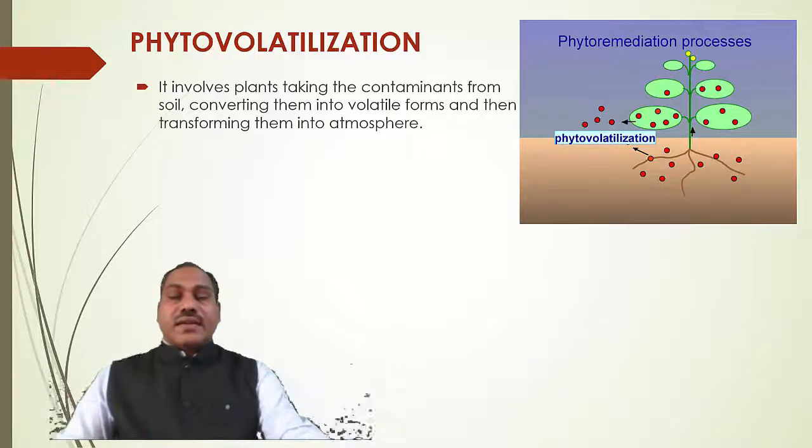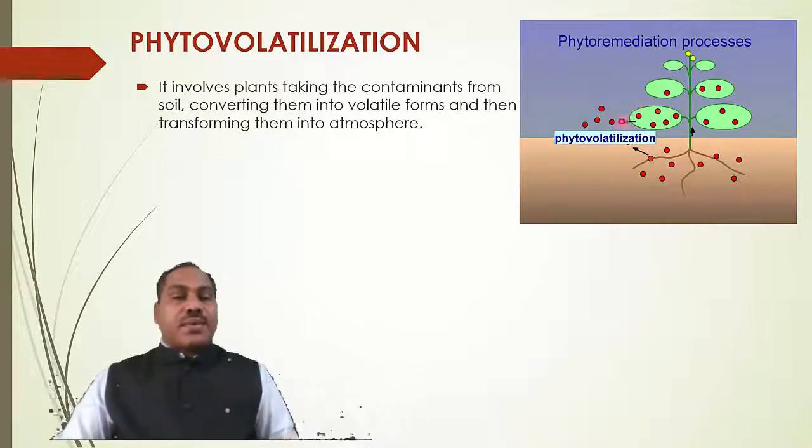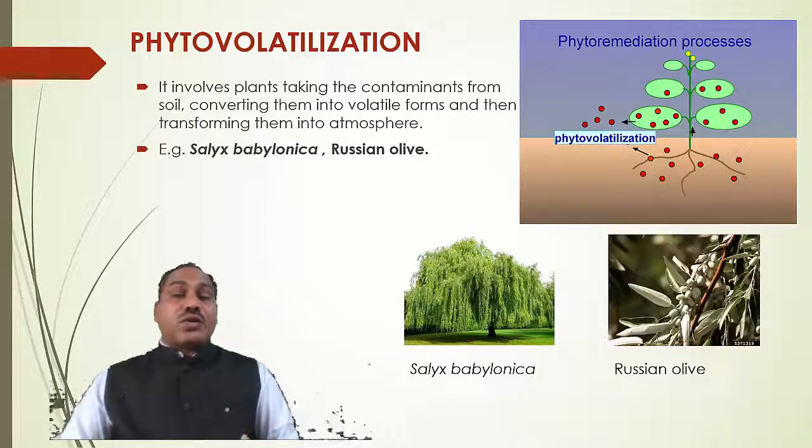Please see, these are the contaminants in the soil or water. They enter into the roots. After that, they go to the leaves or shoots, where they are transformed into volatile compounds, and these volatile compounds enter into the atmosphere. Some examples are Salix and Russian olive. These are different types of plants which have been used for phytoremediation, mainly mercury phytoremediation.